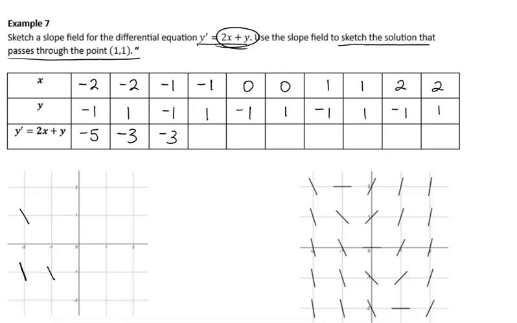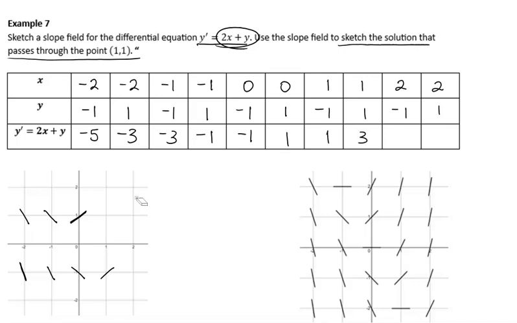And I will continue filling out this table and sketching in the slopes of these line segments. When I plug in x is 0 and y is 1, I get out a slope of 1. So at the point 0, 1, I'm now sketching in a positive line segment with the slope of 1. When x is 1 and y is -1, I also get out a positive 1. At 1, 1, I get out 3.